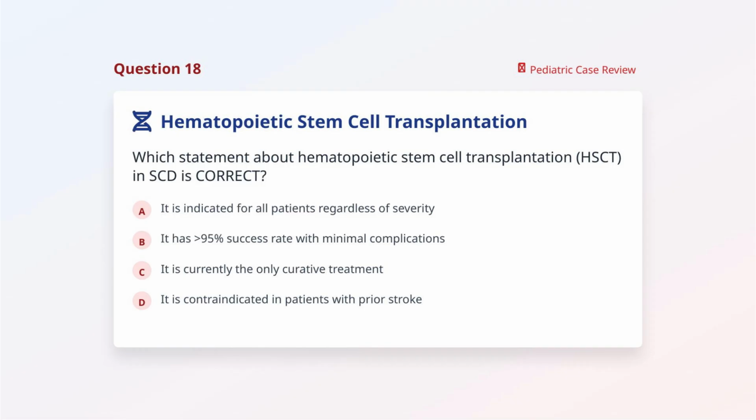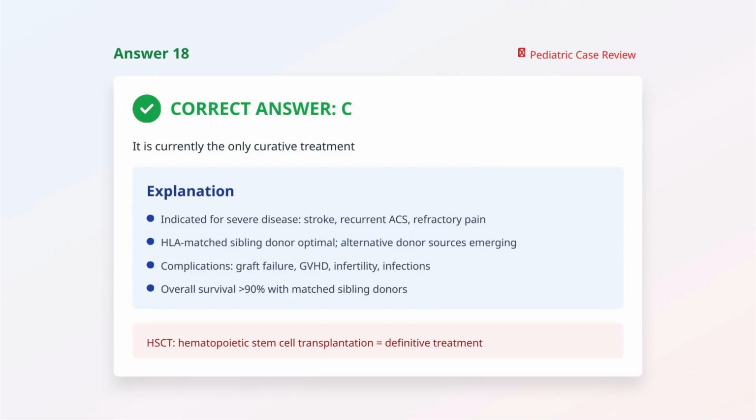Consider the current role, indications, outcomes, and limitations of hematopoietic stem cell transplantation as a treatment option for sickle cell disease. The correct answer is C. Hematopoietic stem cell transplantation is currently the only curative treatment for sickle cell disease. It is indicated for severe disease manifestations, including stroke, recurrent acute chest syndrome, and refractory pain, not for all patients regardless of severity as stated in option A.